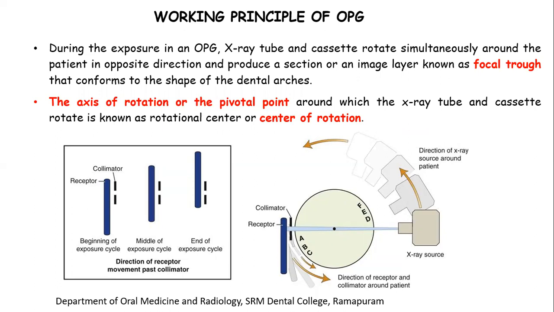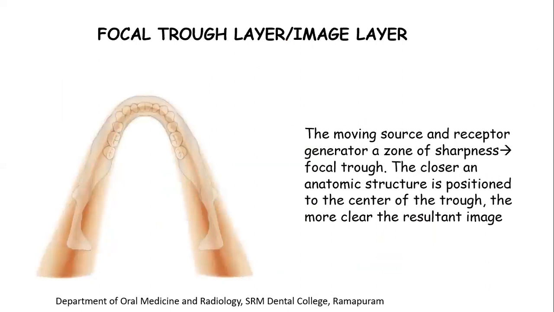There is an axis of rotation or pivotal point around which the X-ray tube and the cassette rotate. This point is known as the center of rotation. It is illustrated in the images below. So what is this focal trough layer or image layer? Both the X-ray source and the receptor move in opposite directions, which creates a zone of sharpness. That layer of sharpness is known as the focal trough. The closer the anatomical structure is positioned to the center of the trough, the clearer the resultant image. As the anatomical structure moves away from the focal trough, it starts to get blurred.